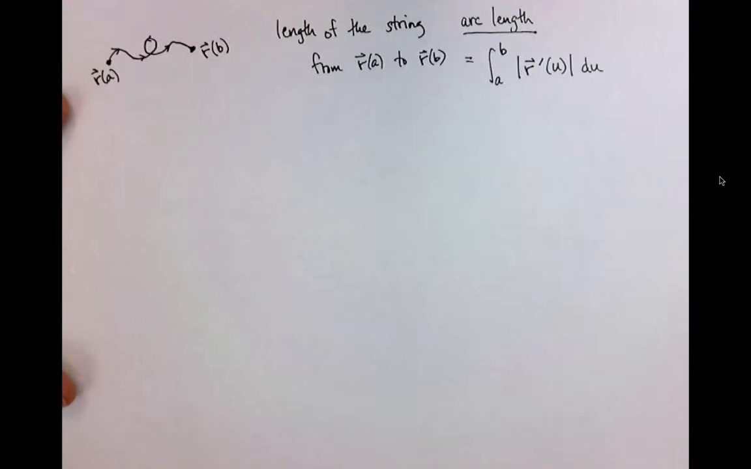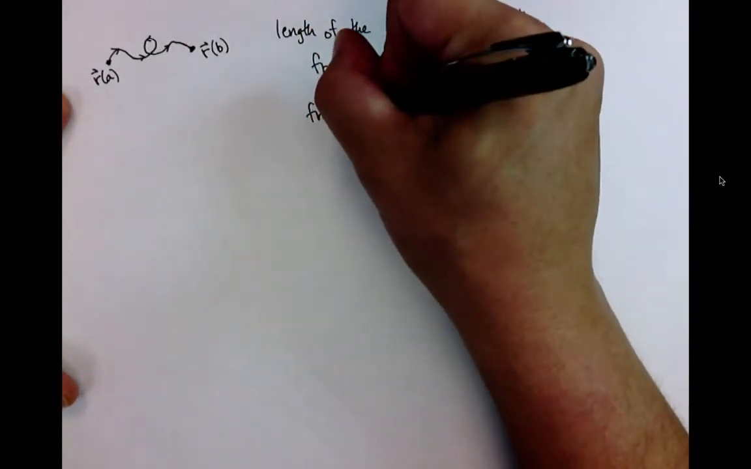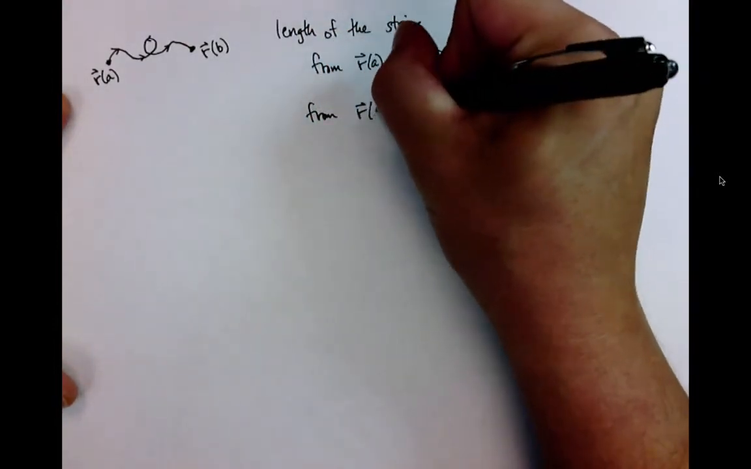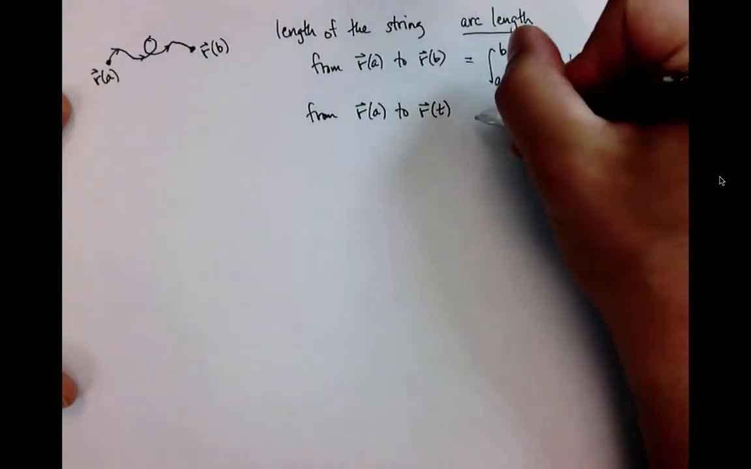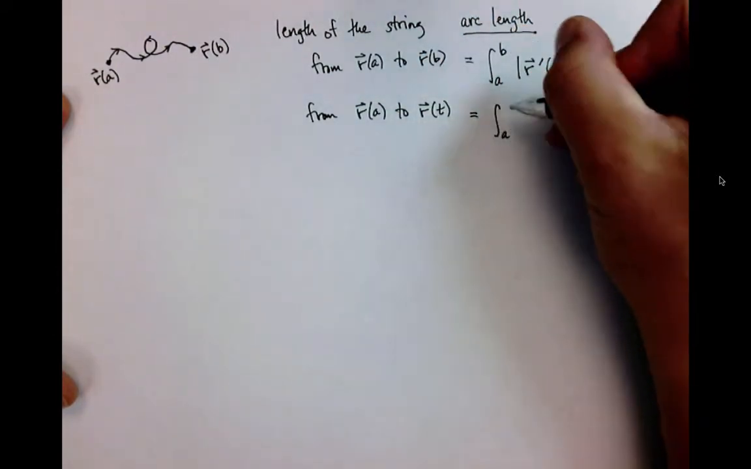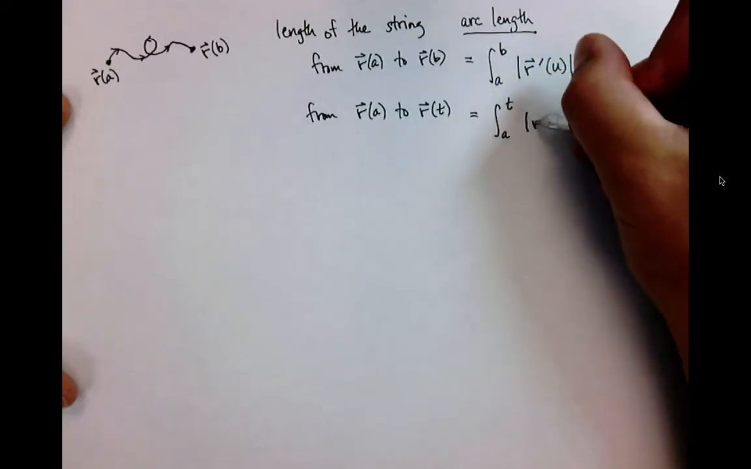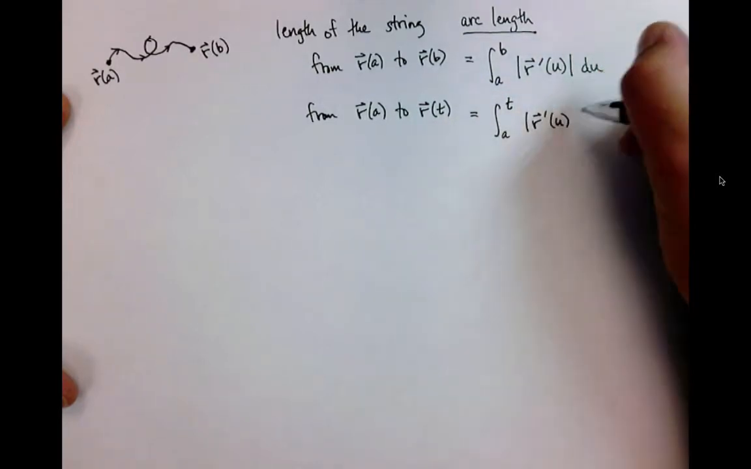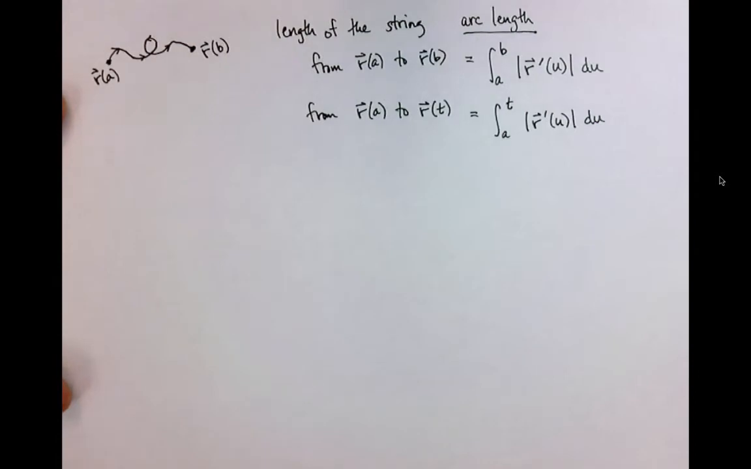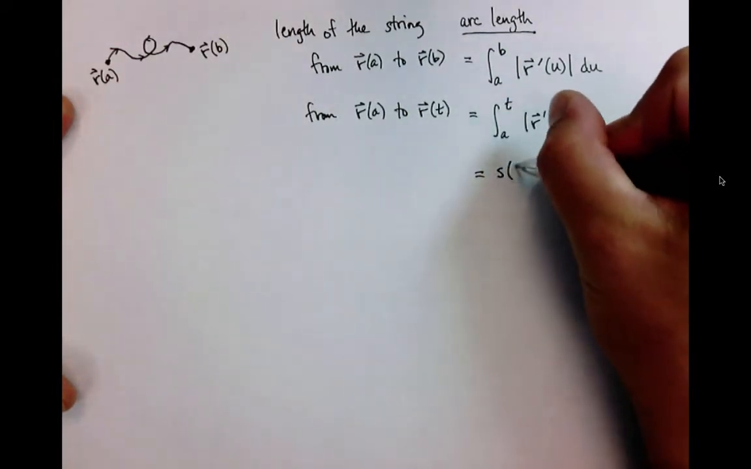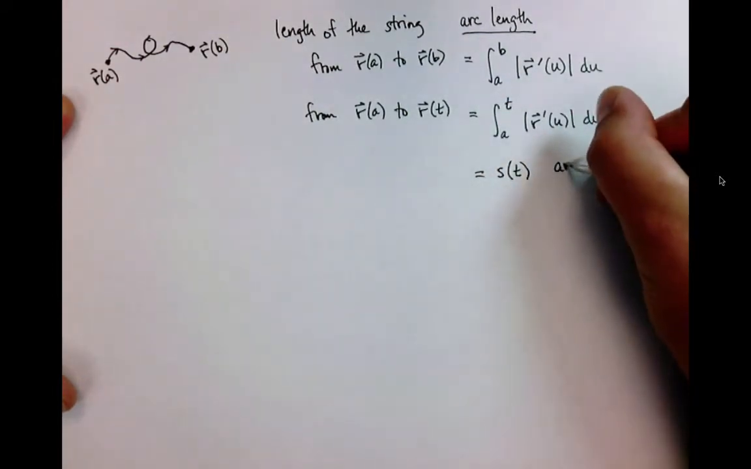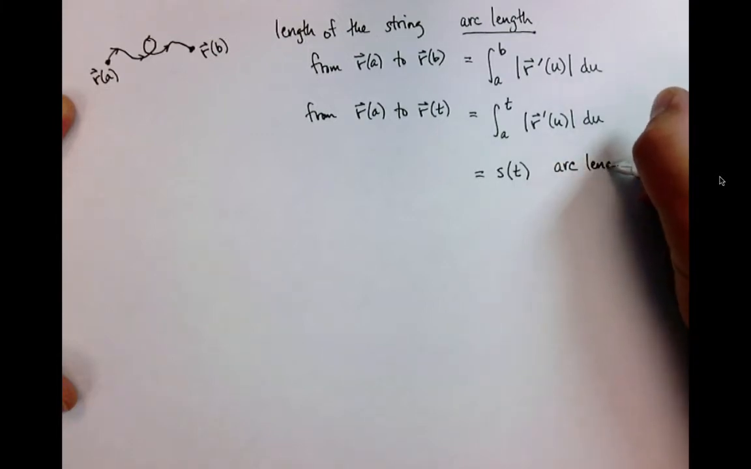Now if we just replace the point B with T, we can compute the length along the curve from the beginning to any point along the curve. It's the same formula, just with a B replaced by T. And we call this quantity S of T. And sometimes it's referred to as the arc length parameter.